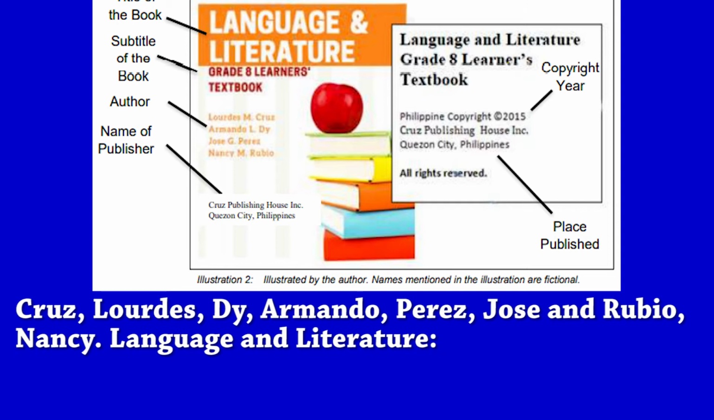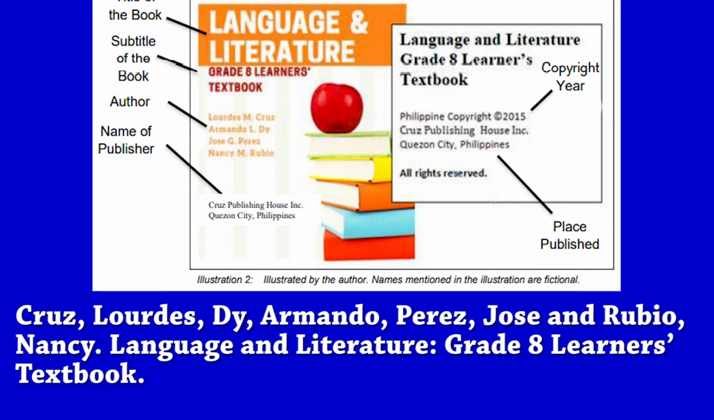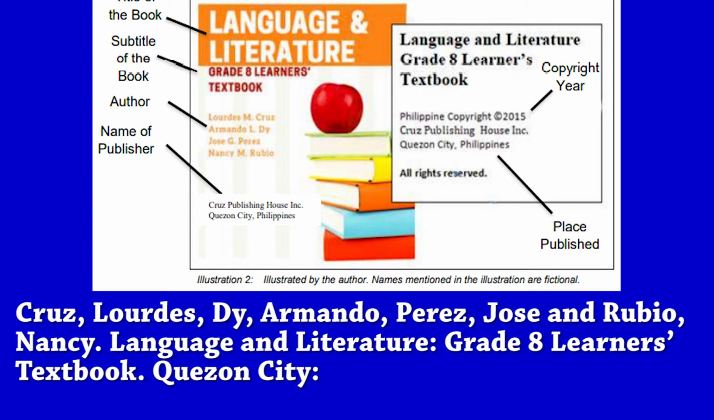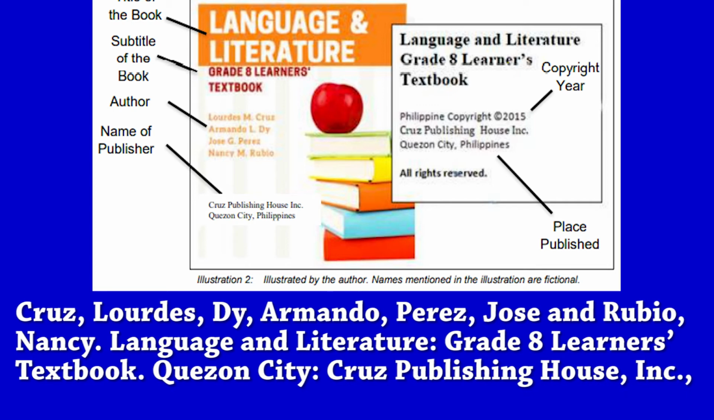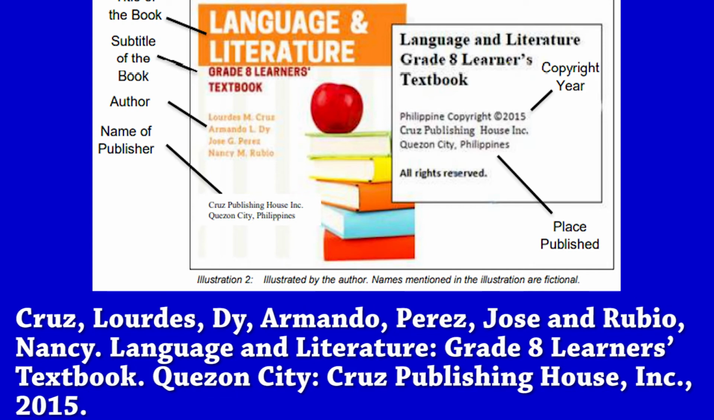And then, isusulat ninyo ang colon. Then, paano bang pagsulat ng colon? Ibig sabihin ng colon ay yung dalawang period, taas at baba. So yun ang tinatawag na colon. Then yung subtitle ng book na ito is Grade 8 Learner's Textbook. And then period. Then isunod ninyo ang place of publication, Quezon City, colon, and then name of publisher, Cruz Publishing House Incorporated, and then lalagyan nyo siya ng comma, yung year of publication, kung kailan ito pinublish, 2015. Nakuha nyo? Naintindihan nyo bang ibig kong sabihin?